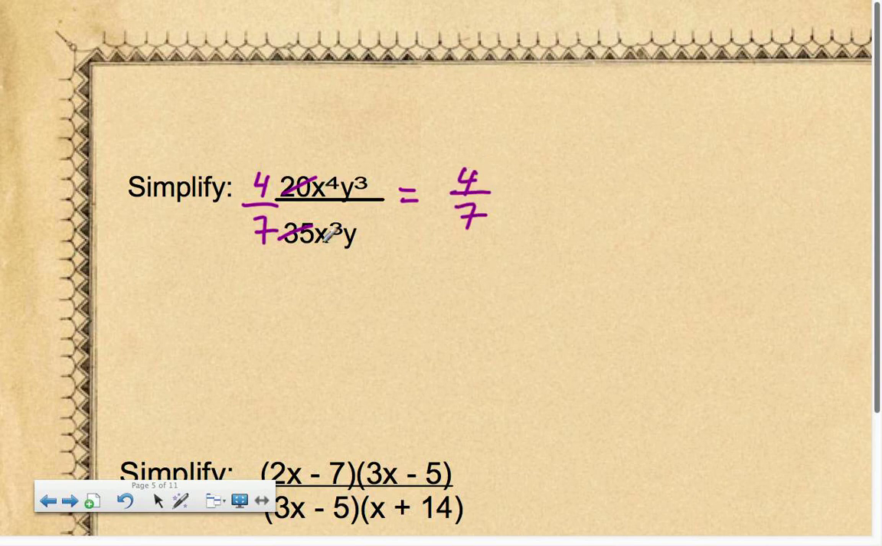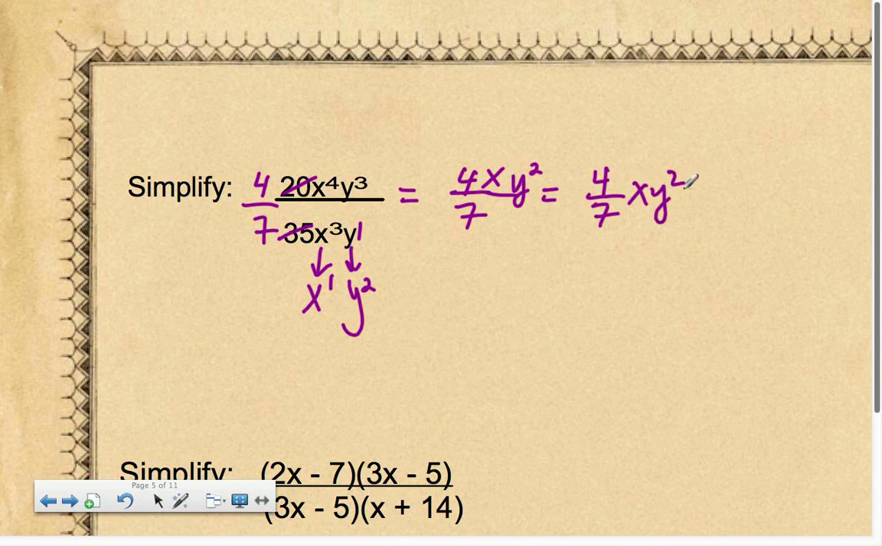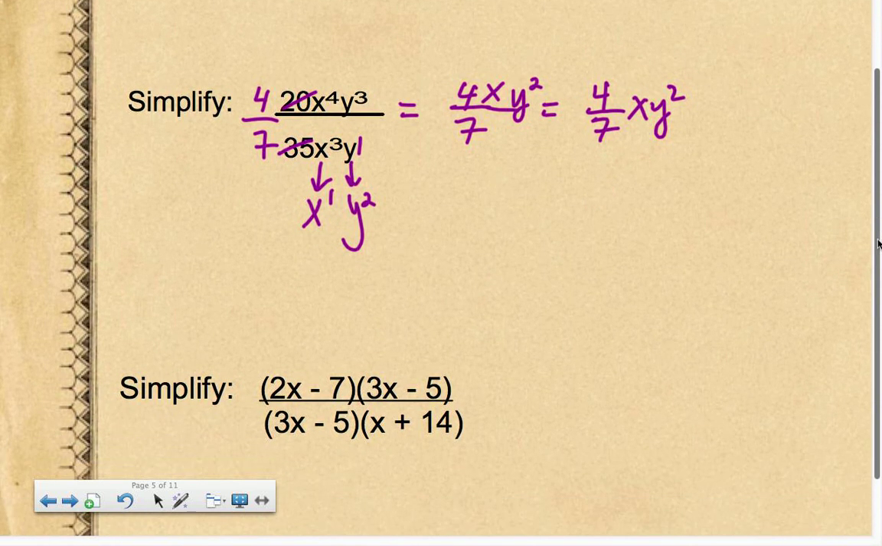Now remember, x to the 4th over x to the 3rd, when we're dividing the same base, what do we do with the exponents? We subtract them. So this would end up being x to the 1st, and that'd be a positive one, so it comes up on top. And then we have right here, 3 minus 1 is y squared, and again that comes out on top. So we could clean this up. It'd be 4/7 xy squared. Alright, so that we just simplified a rational expression, and that's what we're going to be doing throughout this whole video.